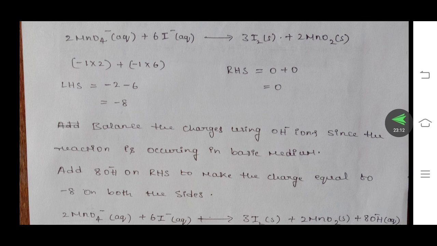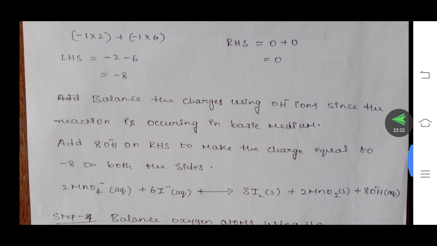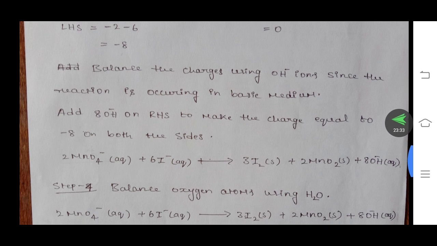So this reaction takes place in basic medium. Basic medium means you have to add OH minus. If it is acidic medium you have to use H plus. Now balance the charges using OH minus ions. Since the reaction is occurring in basic medium, add 8 OH minus on RHS to make the charge equal to minus 8 on both the sides. So 2 MnO4 minus plus 6 I minus gives 3 I2 plus 2 MnO2 plus 8 OH minus.